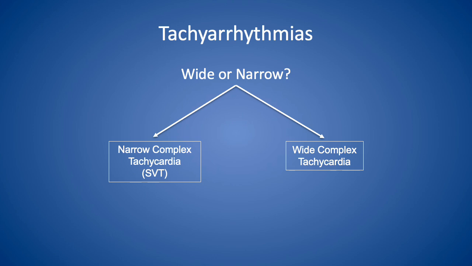Okay, so we're going to switch over to tachyarrhythmias, and the best way to think about this is to break it into two types. There's narrow complex tachycardia or supraventricular tachycardia, and wide complex tachycardia, which is coming from the ventricles.